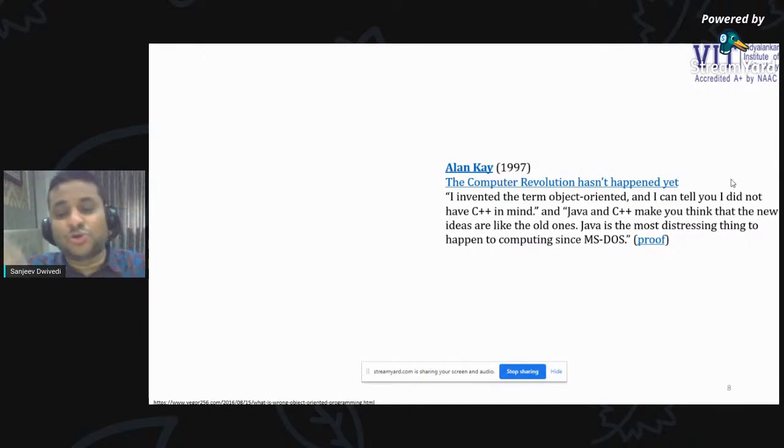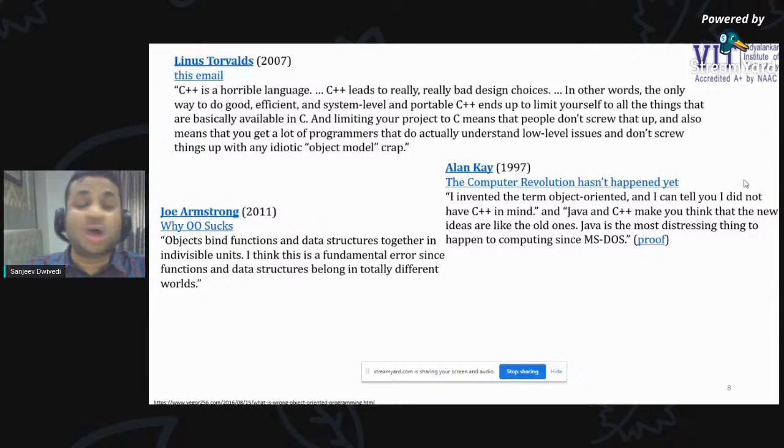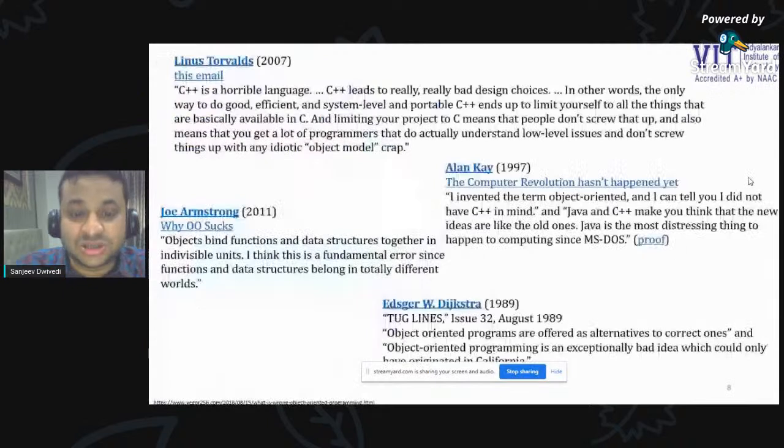These are a few quotes from pioneers. We have Alan Kay, the developer of OOP. Then we have Linus Torvalds, the developer of Linux. Then we have Joe Armstrong, a prominent name in algorithms. And then we have Dijkstra. These people are pioneers in programming and algorithms. And there are many more. Trust me, there are many more.